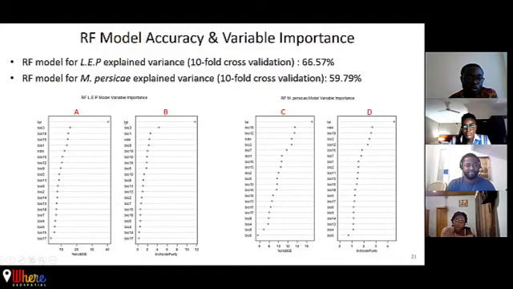B is also a list of predictors that help random forest to decide, let's use this branch or let's use the other branch. And that also applies to C and D.